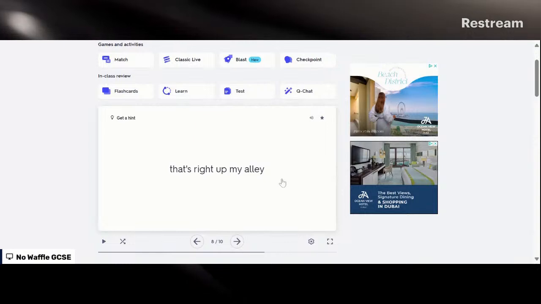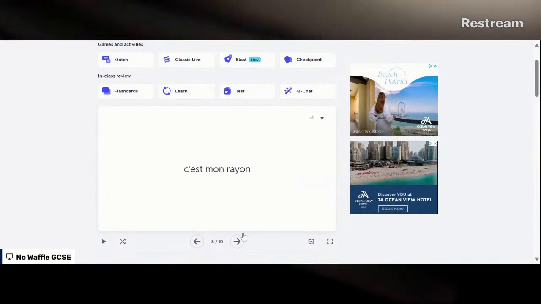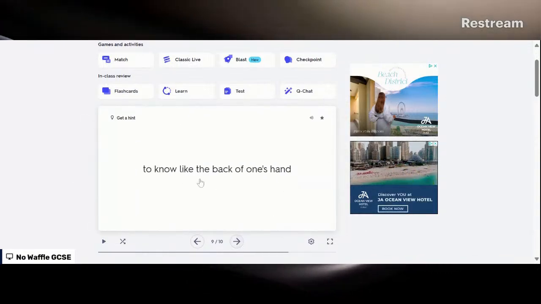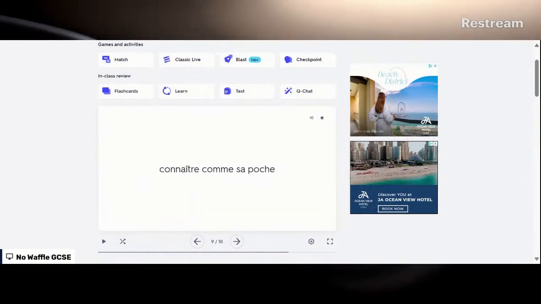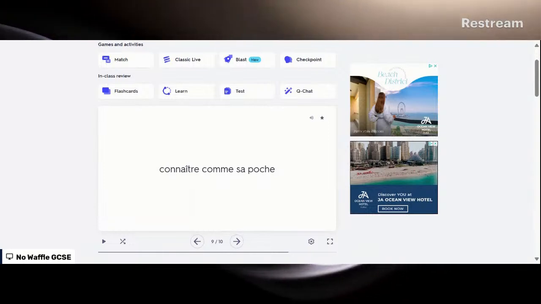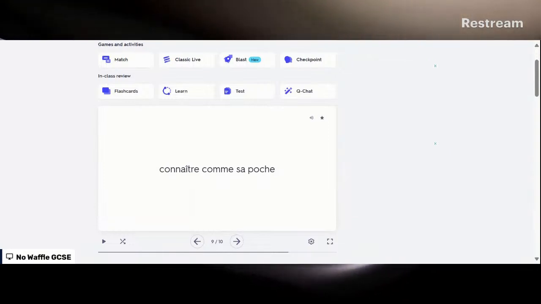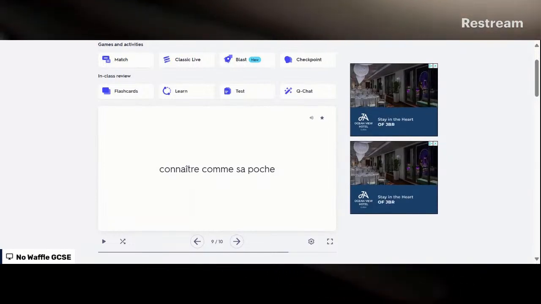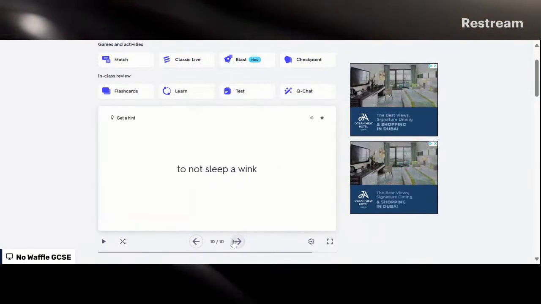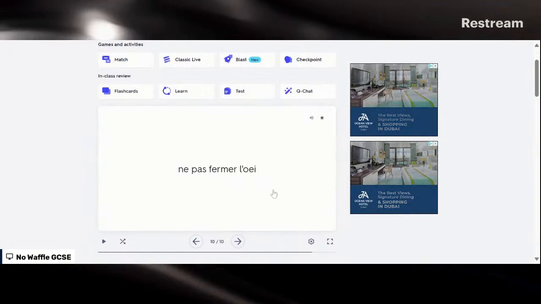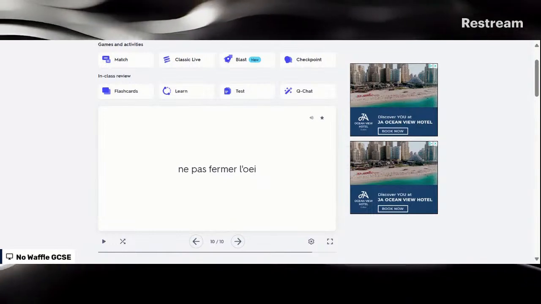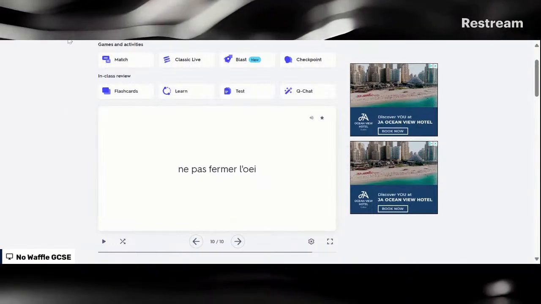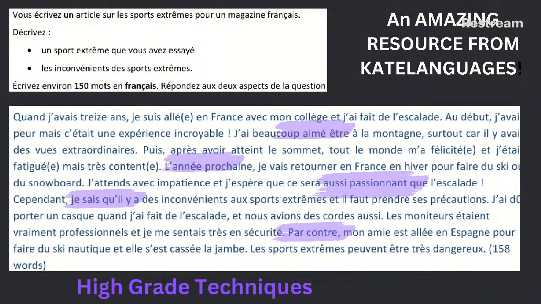That's right up my alley, c'est mon rayon. To know like the back of one's hand, connaître comme sa poche. Yeah, these are quite good, aren't they, to use in the exam. To not sleep a wink, ne pas fermer l'œil. Okay, so there's some good idioms to use. I can link this in the chat if you want to access them.